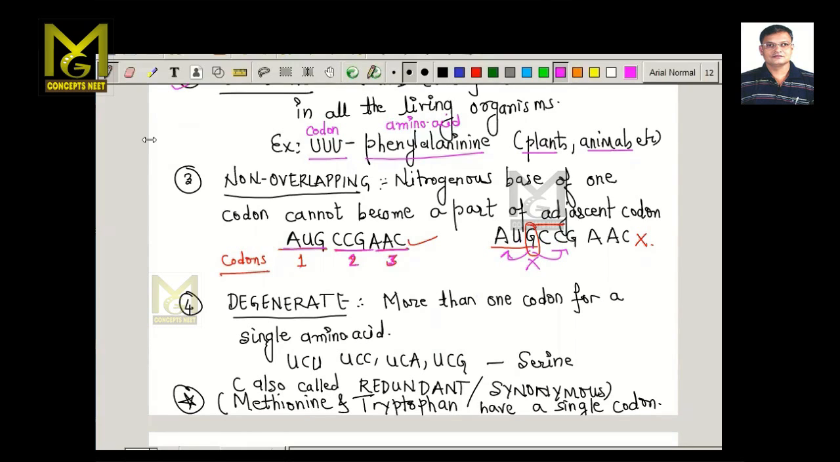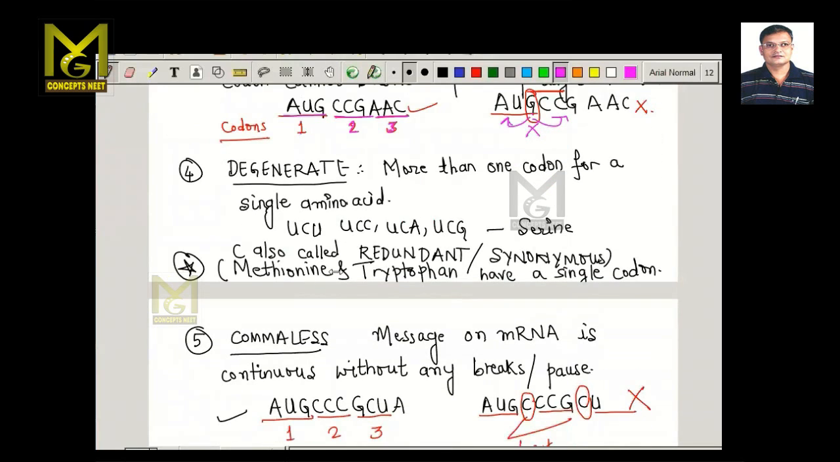So what do you mean by non-overlapping? Nitrogenous bases of one codon cannot become a part of the adjacent codon. So if this happens, this is a wrong way of coding and this is the right way of coding. This feature we call as non-overlapping. Now, more than one codon codes for a single amino acid.